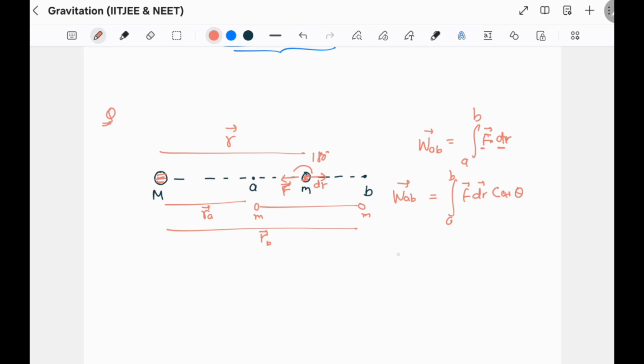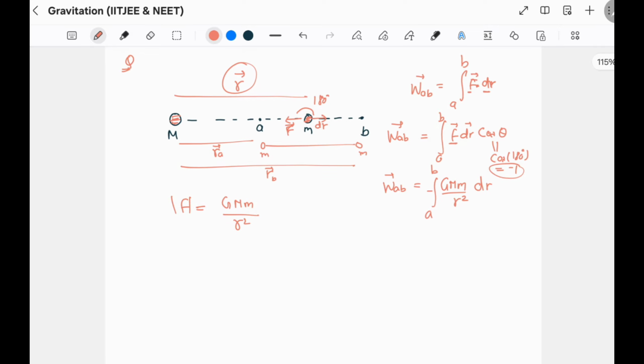Now we will solve. Work done by taking this mass m from A to B will be F. What is the force value? The force magnitude, at any general distance r, will be G capital M small m by r square. So I will put G capital M small m by r square, and cos theta, since theta is 180, will be minus 1. So I will take the minus out, integrating A to B, and dr I will take like this. The work done will be negative because of this cos theta I took as negative.